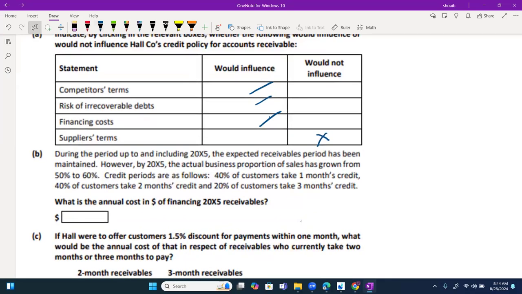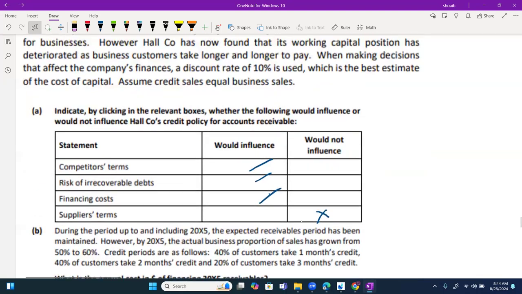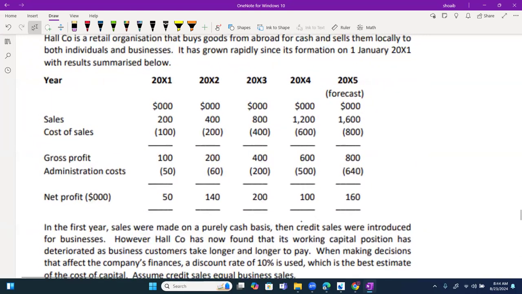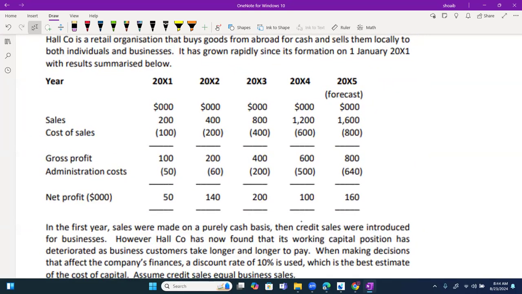During the period up to and including 20x5, the expected receivable period has been maintained. However, by 20x5, the actual business proportion of sales has grown from 50 to 60%. Credit periods are as follows: 40% of customers take 1 month's credit, 40% take 2 months' credit, 20% take 3 months' credit. What is the annual cost in dollars of financing receivables? What is the sales in 20x5? 1600.